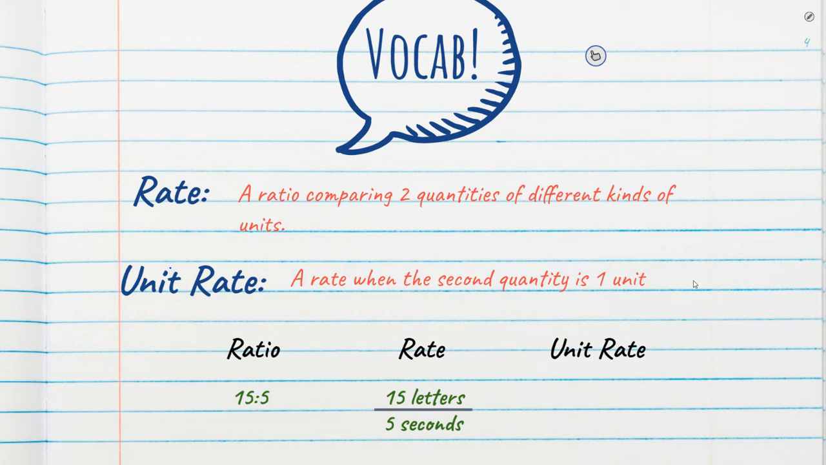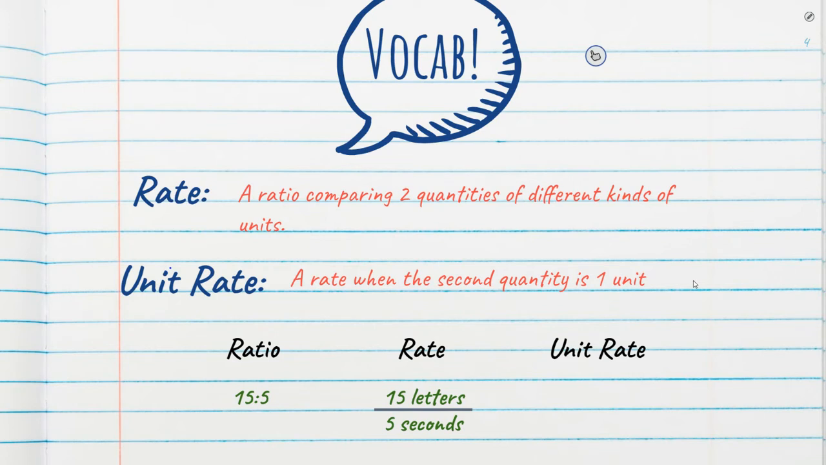So we had the 15 to 5. Well, now my rate is labeling what those things are. 15 letters in 5 seconds. So we're comparing letters and seconds. Those are 2 different things. This means somebody's typing speed. How quickly can they type? They can type 15 letters on their keyboard in 5 seconds.